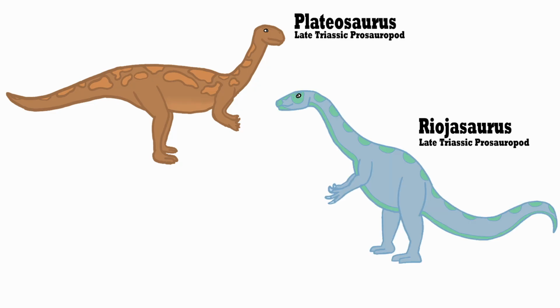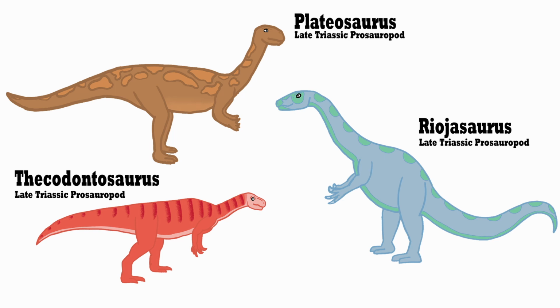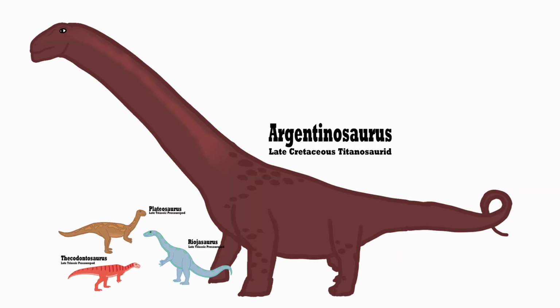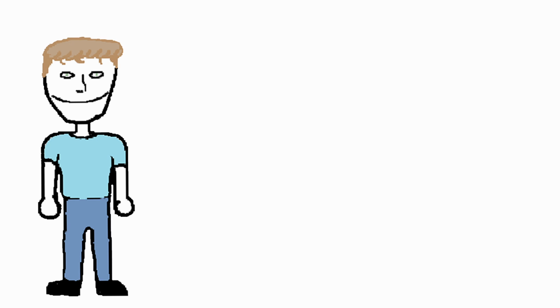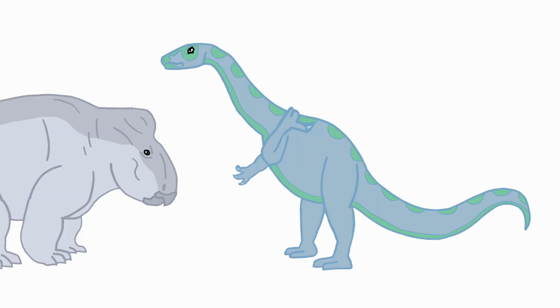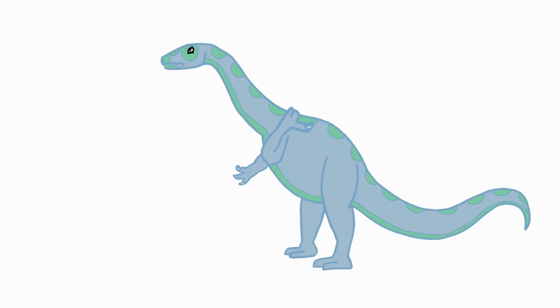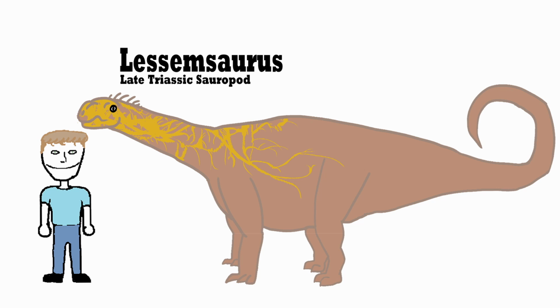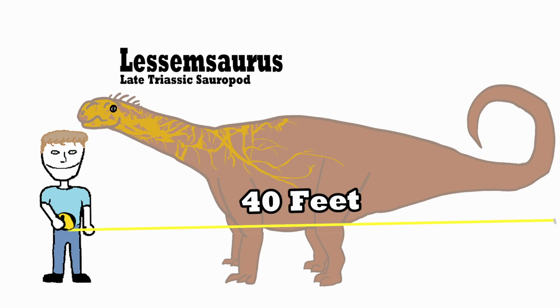Plateosaurus, Riojasaurus, and Thecodontosaurus were some of the earliest relatives of the most massive animals that would ever set foot on this rock, and they dominated the late Triassic, pushing out the larger synapsids as the presiding herbivores, eventually getting pretty massive, up to 40 feet in the case of Lissemsaurus.